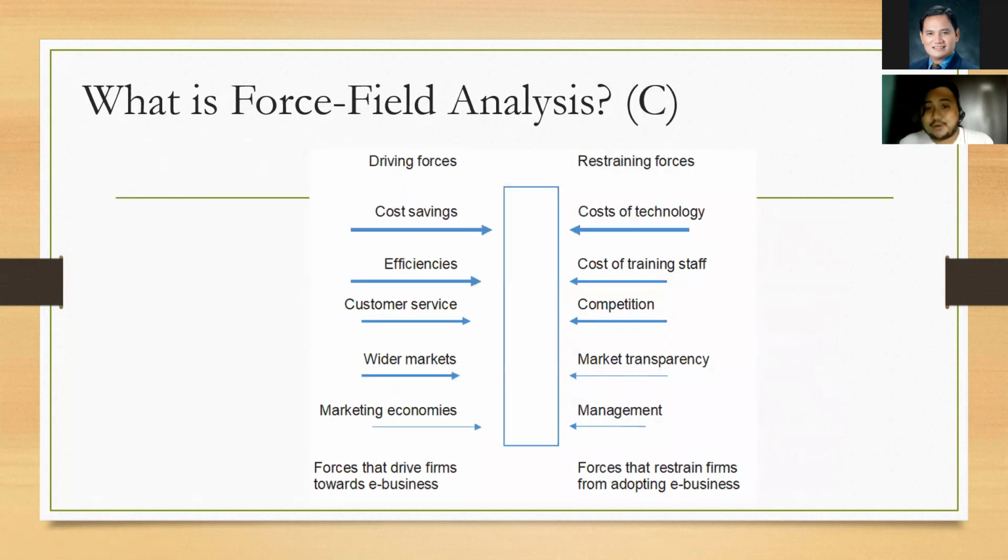So here is an example of a force field analysis with the supporting force and restraining force. As you see here, on the left side we have the driving force and then on the right side we have the restraining force. As much as possible we align the contradicting forces so that we can see if the advantages will outweigh the disadvantages, so we can properly decide if the change is feasible or necessary.